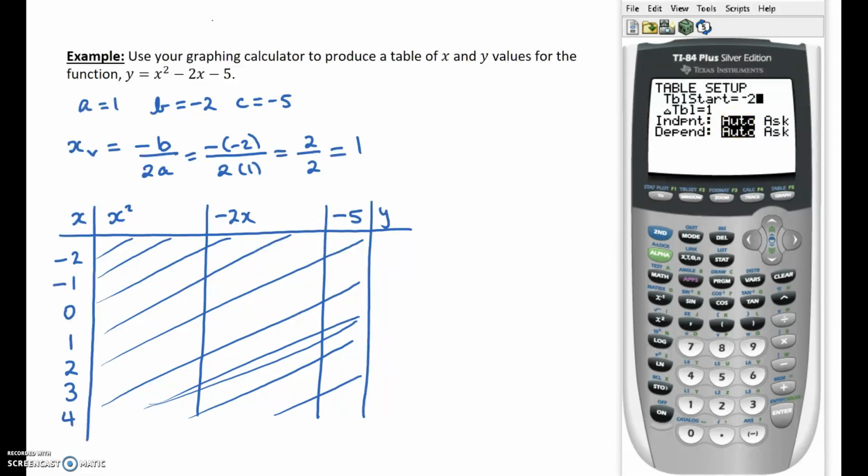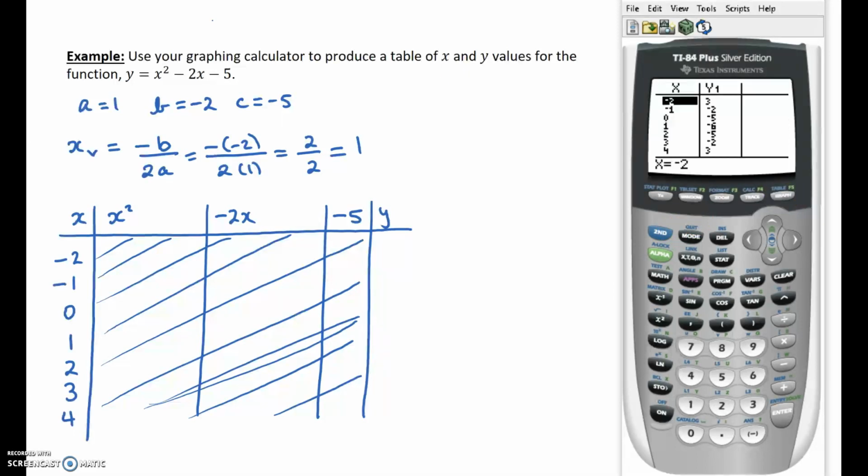So if you have it set to auto and you tell it where to start, the table will just naturally produce these figures here. That's our table setup. The only thing we changed was the table start equals negative 2. The only other thing you've got to check is independent is set to auto. Now to see the table, we need to hit table. So we had table setup and then table. And table again is in blue. So to get the table, hit second and table.